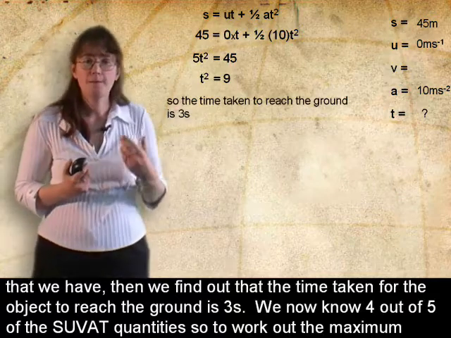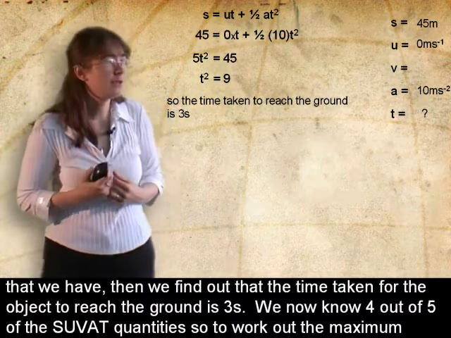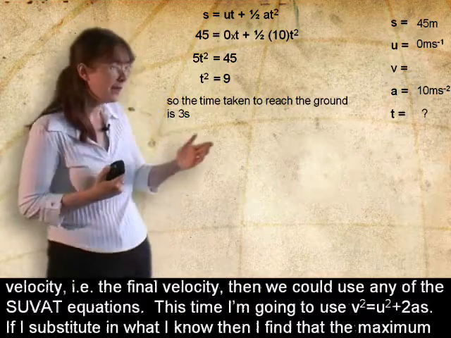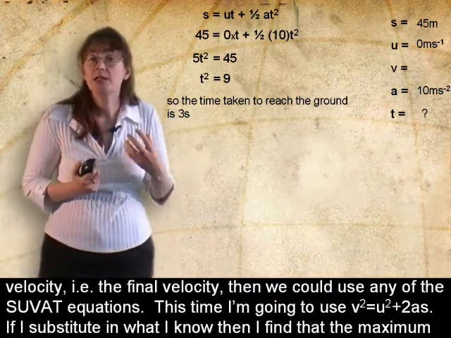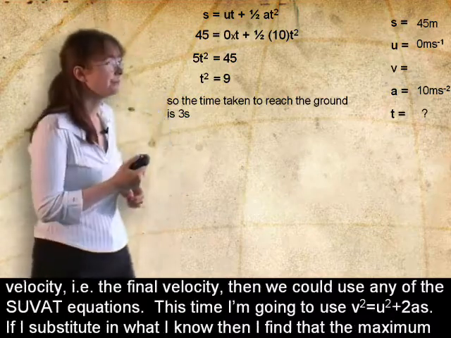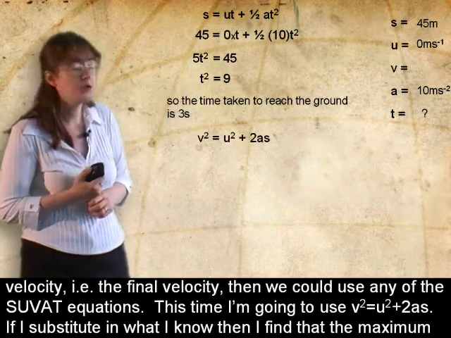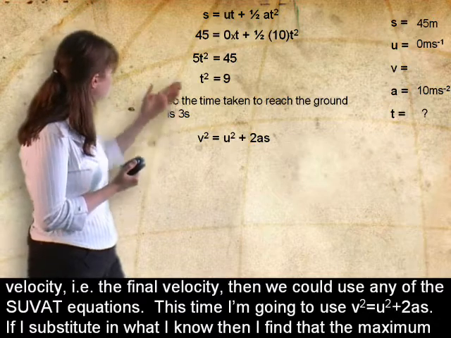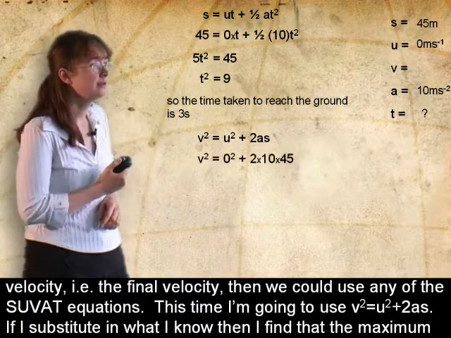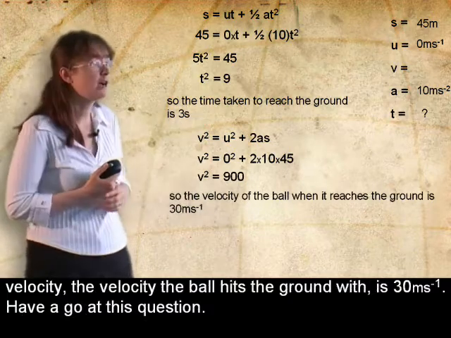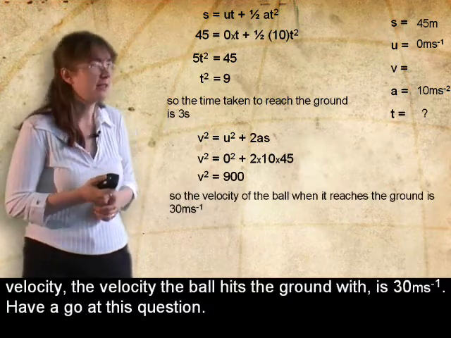We now know 4 out of 5 of the SUVAT quantities, so to work out the maximum velocity, i.e. the final velocity, then we could use any of the SUVAT equations. This time I'm going to use v² = u² + 2as. If I substitute in what I know, then I find that the maximum velocity, the velocity the ball hits the ground with, is 30 metres per second.